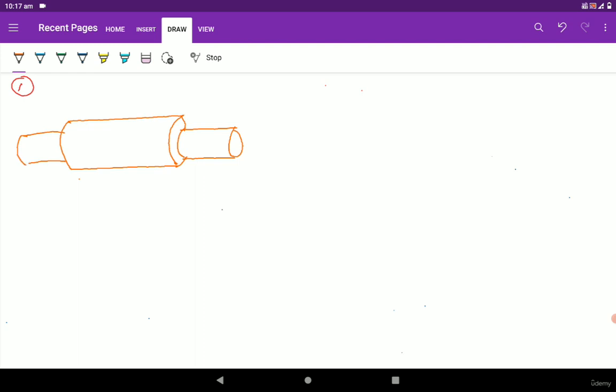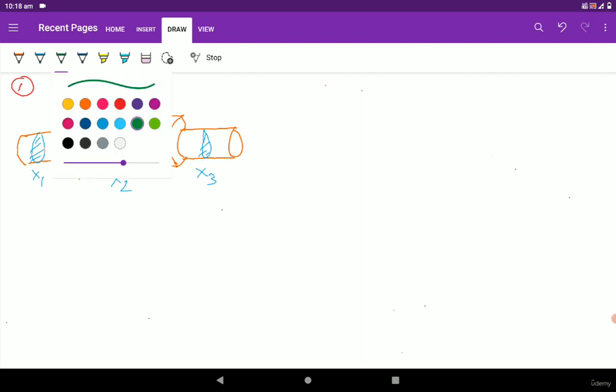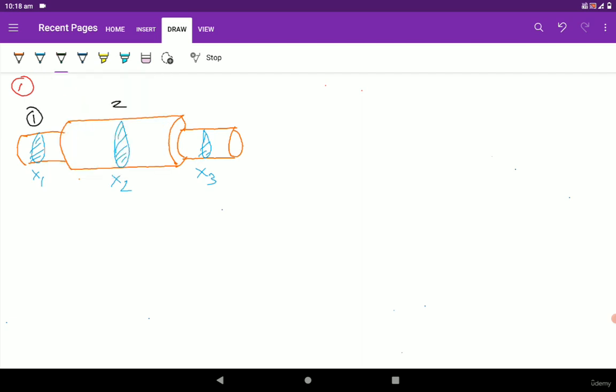So for this given component, there are three sections. Here, this is the x1 section, this is the x2 section, and this is the x3 section. So we can think of this as component 1, component 2, component 3.